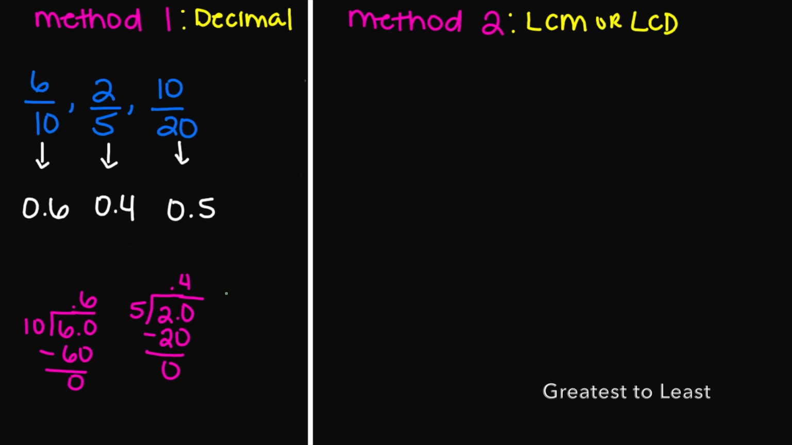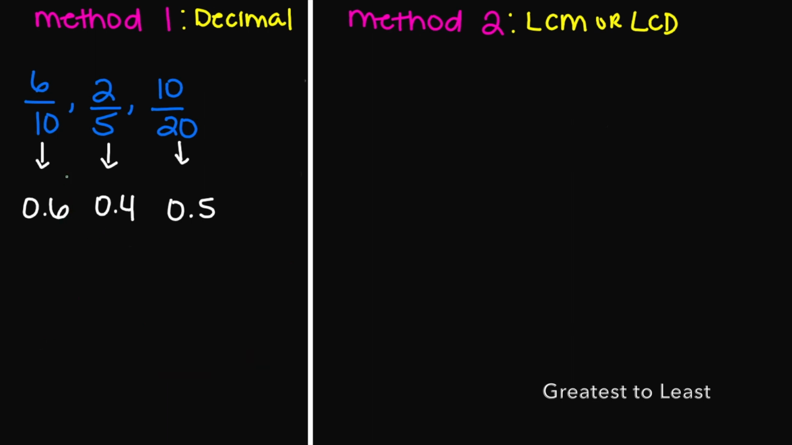And then for the 10 over 20, 20 does not go into 10, so I'm going to add my decimal, decimal 0. 20 does go into 100 5 times. 20 times 5 is 100. 100 minus 100 is 0.